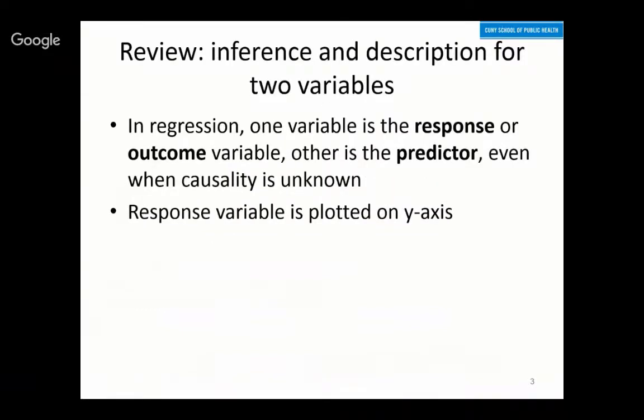So to review, we've covered a number of different bivariate methods and categorized them by what the types of variables are. So we are referring often to one variable as the response or outcome variable and another one as the predictor. Even when we don't know what the causality of the two is, it does matter for the purposes of inference. In some cases it doesn't matter, like the chi-squared test.